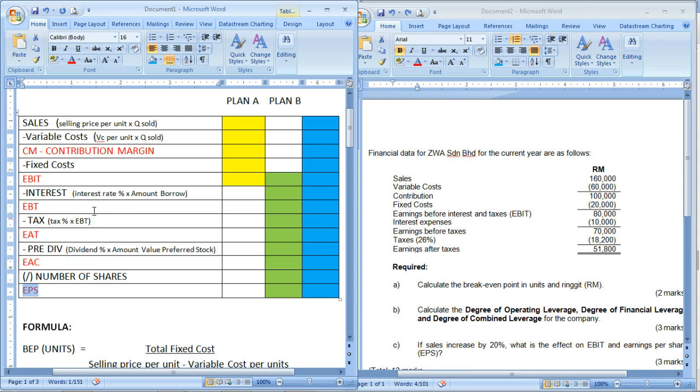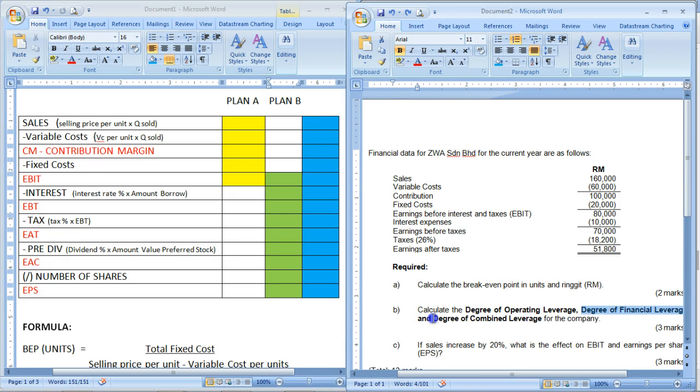So class, you need to know, degree of financial leverage is between your EBIT and EPS. You want to see what, class? Correct. You want to see the impact, the changes of EBIT towards your EPS. Alright, so that is your DFL.